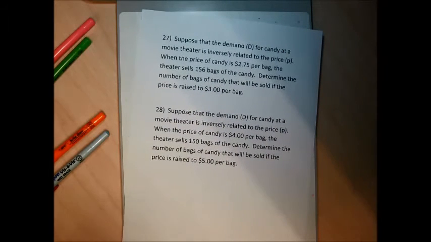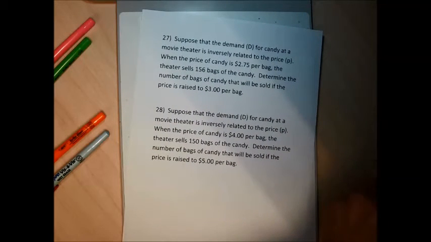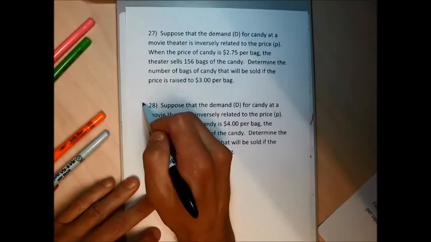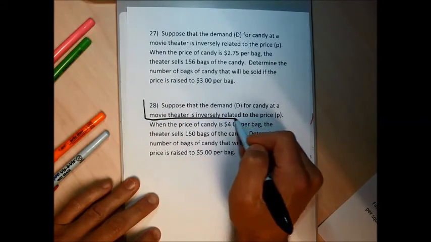Now we have the long problems. And we have 1, 2, 3, 4 long problems. The long problems aren't really any different. They're just longer, so they look more imposing, but they're not. So, step 1, use the first sentence to create an equation with a k.